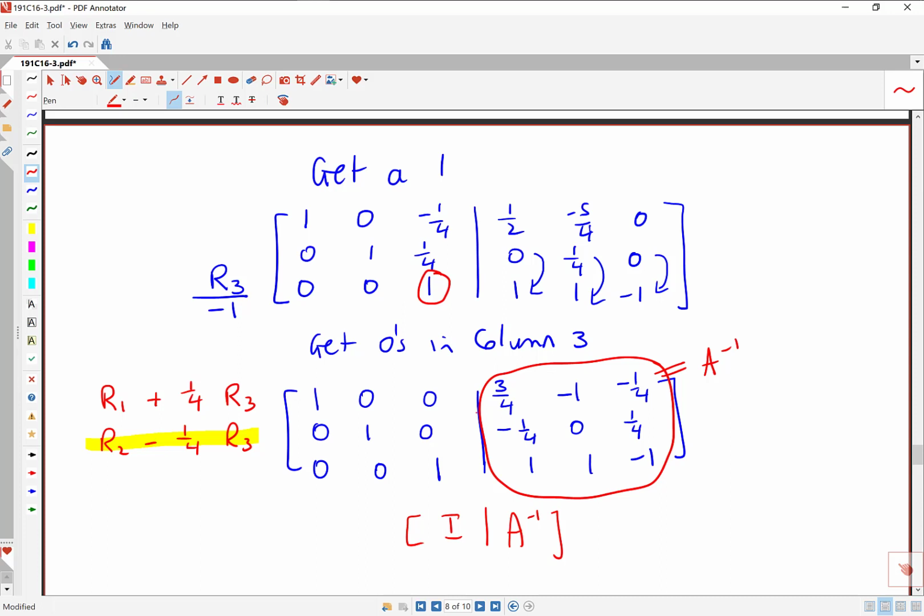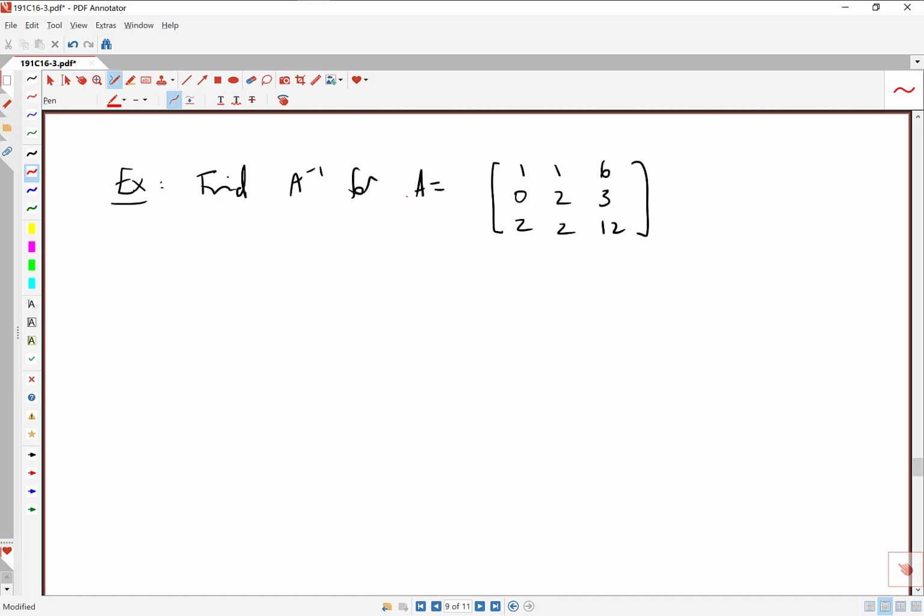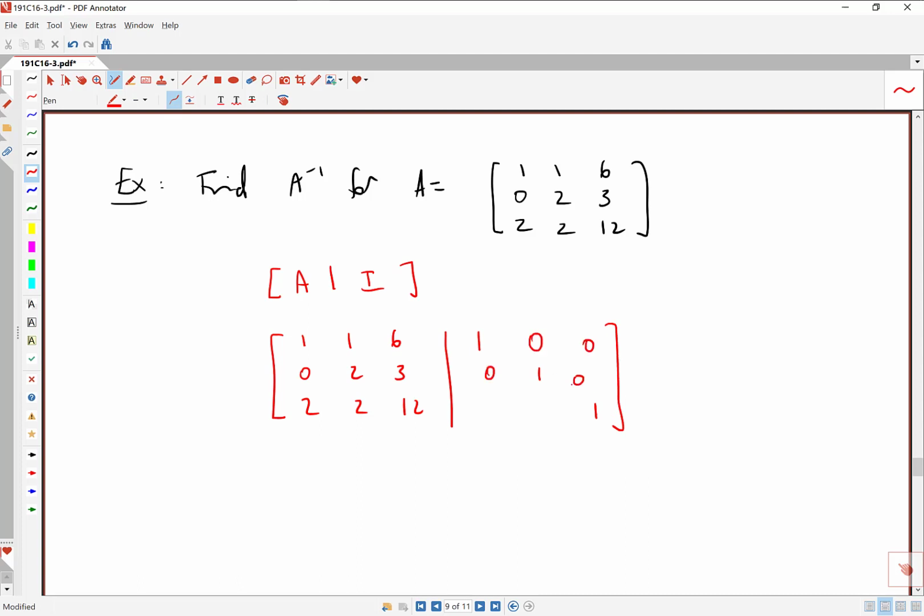So that was our first example of finding the inverse of a 3x3 matrix. And we're going to do 2 more examples like that just to practice the concept. So we are going to find A inverse for the following 3x3 matrix. So let's remember how this process works. We're going to write down our matrix A on the left, and beside that, we're going to write down our identity matrix. So we'll just copy 1, 1, 6, 0, 2, 3, 2, 2, 12. And beside that, the identity matrix has 1s along the main diagonal and 0s everywhere else.